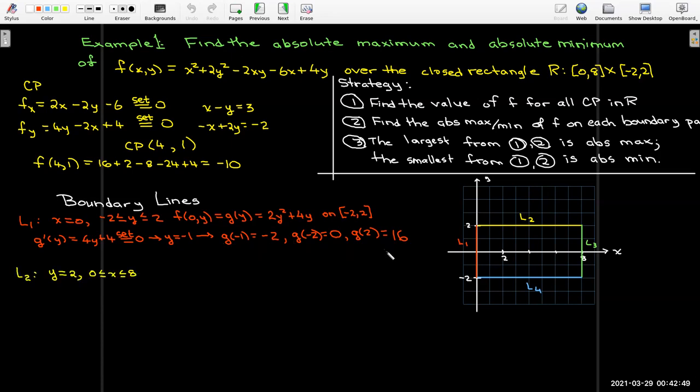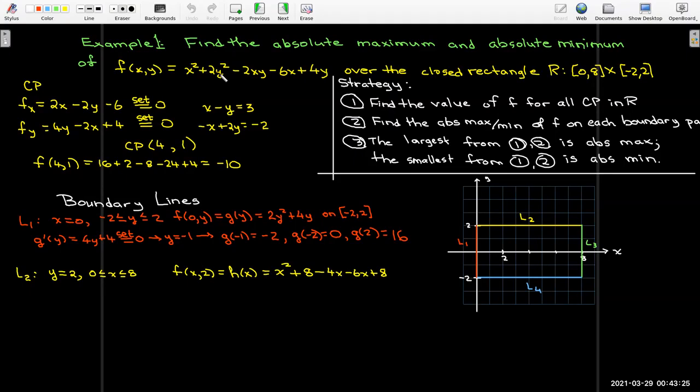The second line is the line y equals 2 over the closed interval 0 is less than or equal to x less than or equal to 8. So if I substitute y with 2 in the formula for my function value, I'll get a function that has only x as a variable. I'll call that h of x, and its formula is going to be x squared plus 8 minus 4x minus 6x plus 8.